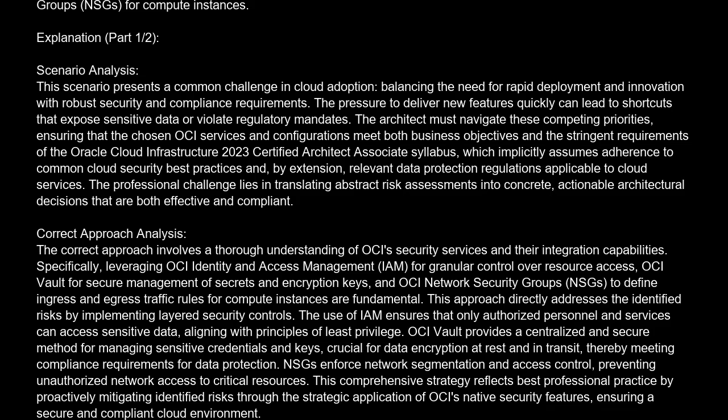The correct answer is B. Implement granular access controls using OCI Identity and Access Management (IAM) policies, secure sensitive data with OCI Vault for key management and encryption, and enforce network segmentation with OCI Network Security Groups (NSG) for compute instances.